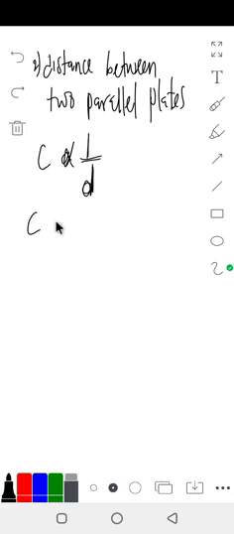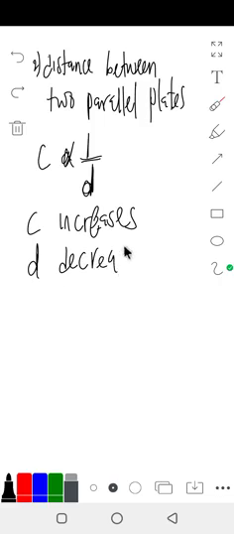That means if capacitance increases, the distance between the two parallel plates must decrease. If this one increases, this one decreases. If this one decreases, this one will increase. That's the meaning.